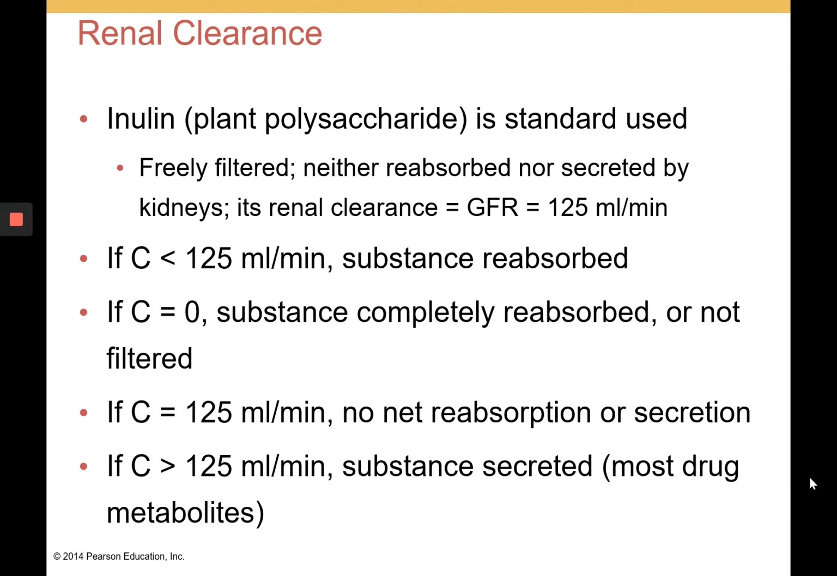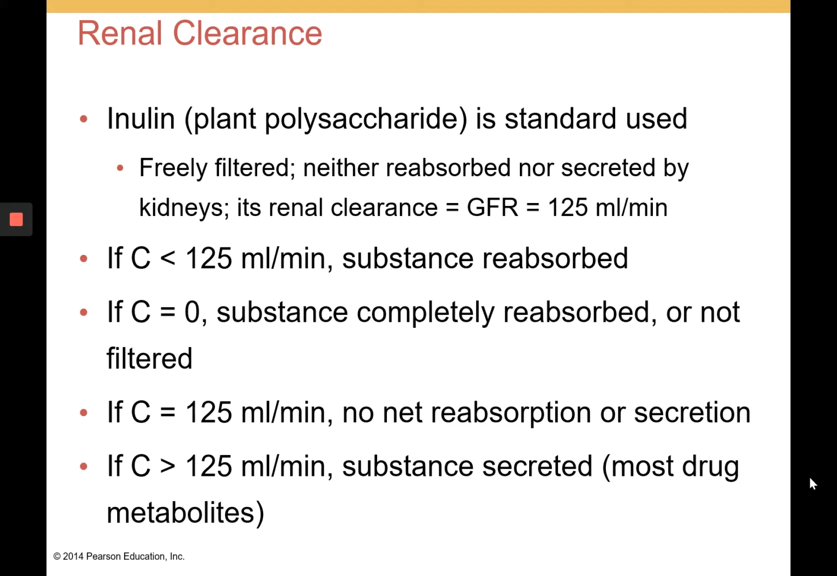Inulin is a common plant polysaccharide that's used as a standard for renal clearance because it's freely filtered, meaning it moves from the glomerulus to the capsular space, but it shouldn't be reabsorbed or secreted. It should stay in the renal tubule. So after it's filtered into the capsular space, however long it takes for it to clear and end up in the urine is a really great indicator of glomerular filtration rate, which should be about 125 milliliters per minute.